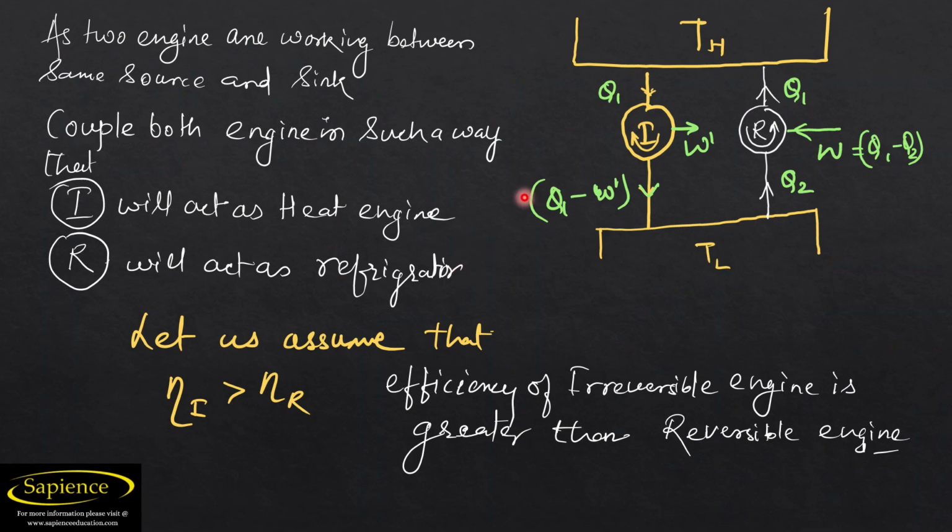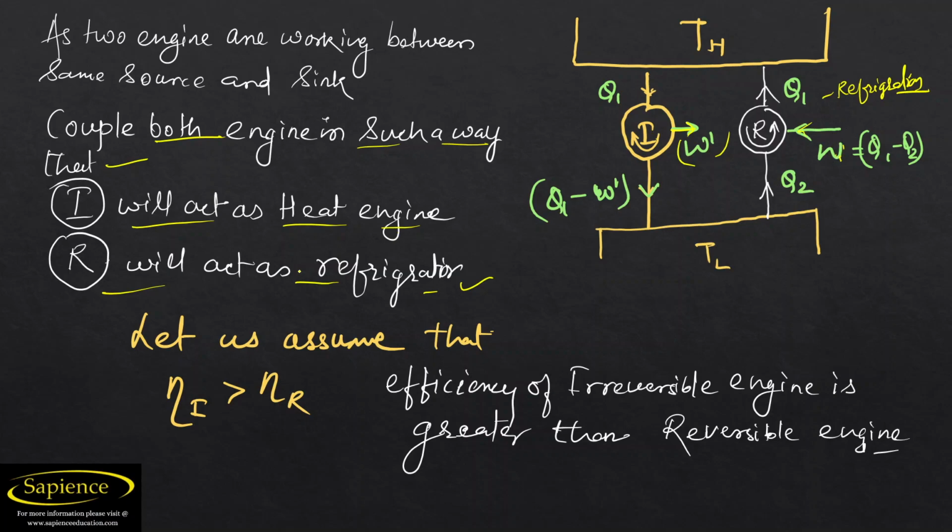Now as two engines are working between the same source and sink, a high temperature and a lower temperature, couple both the engines in such a way that I will act as a heat engine and R will act as a refrigerator, as we have just discussed. I will act as a heat engine, that's why it is giving output as work, and the reversible engine acts as a refrigerator, so there is a work input in this.